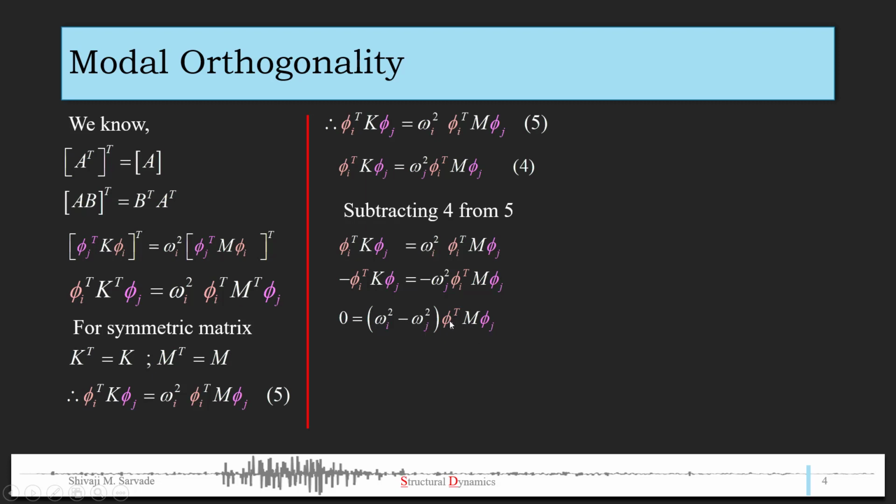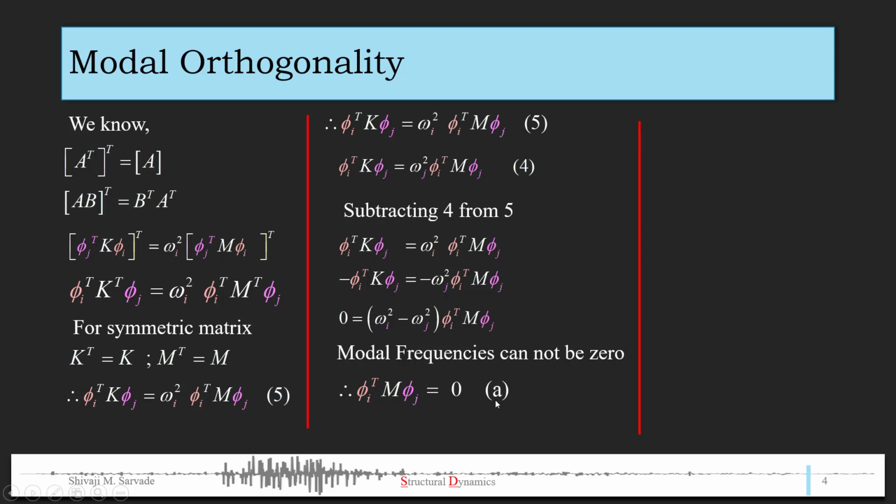Now either of the two terms must be 0, but we know this is subtraction of the two modal frequencies, so they cannot be 0. So whatever is left, that is phi i transpose mass into phi j, this has to be 0. So we can conclude that modal frequencies cannot be 0, therefore phi i transpose m into phi j, this has to be 0. Now let's denote this to be A.